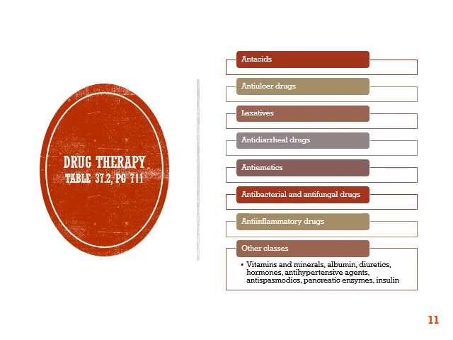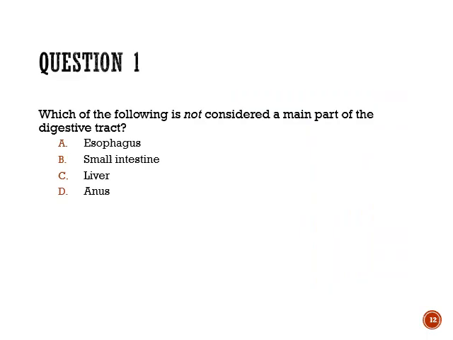All right, let's go to the next. I think we got a question coming up. Yep. So question number 1, which of the following is not considered a main part of the digestive tract? I'll give you a second. You're right, it's C, liver, because liver is an accessory organ.